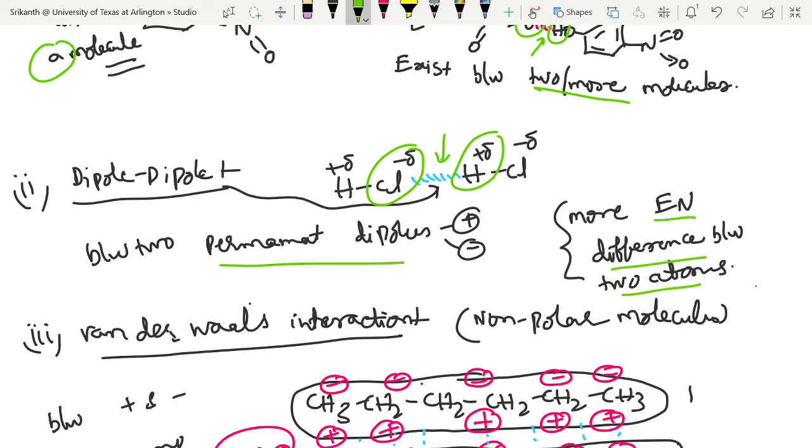So dipole-dipole interaction happens between two atoms with an electronegativity difference. There should be an electronegativity difference between the two atoms. In the case of hydrogen and chlorine, there is a large electronegativity difference. It can be hydrogen and chlorine or it cannot be. As in the case of hydrogen bonding, one atom should be hydrogen, but in the case of dipole-dipole interaction, the two atoms may not be hydrogen. Like one may be chlorine, the other may be some other atom.